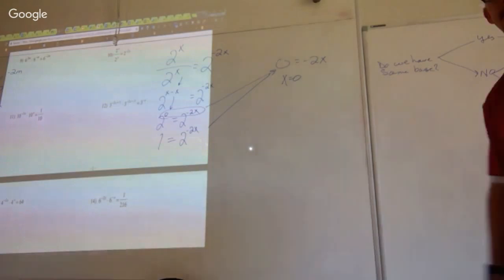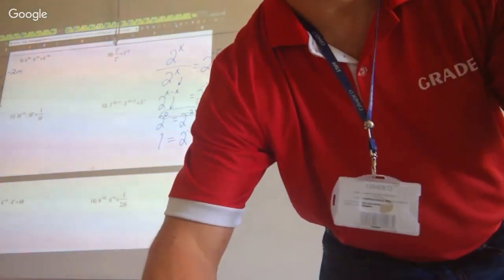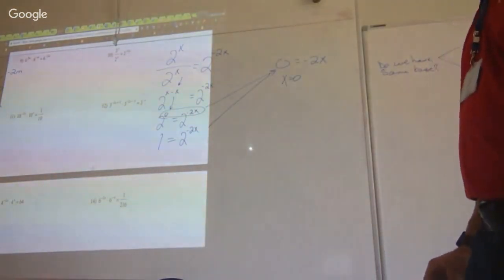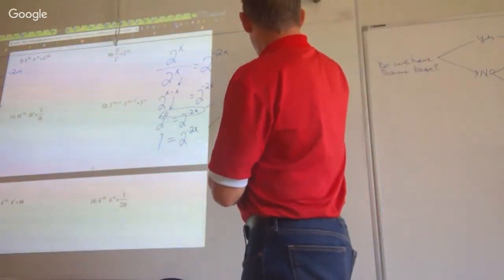So when it's equal to 1, then you know x is equal to 0? Isn't the base 0? No, these are just the exponents. This is just the exponent.